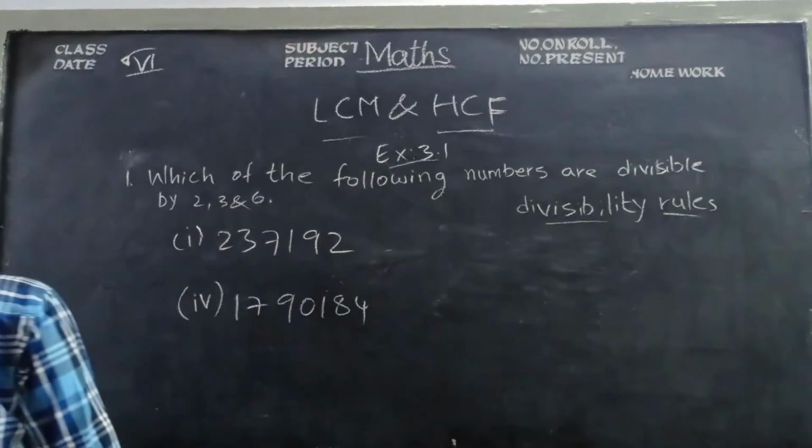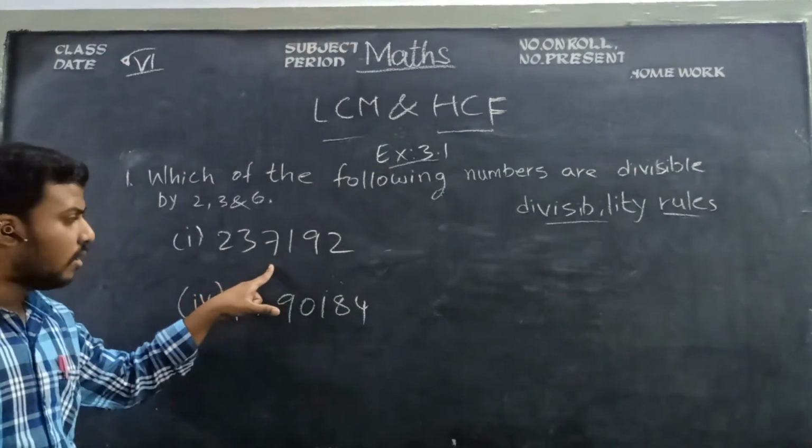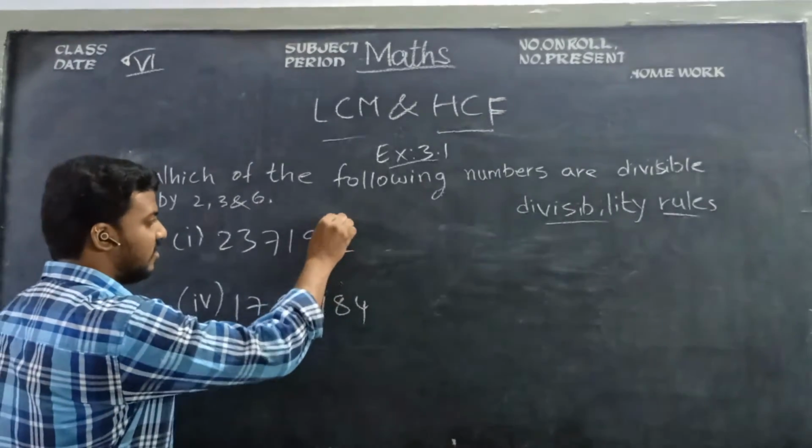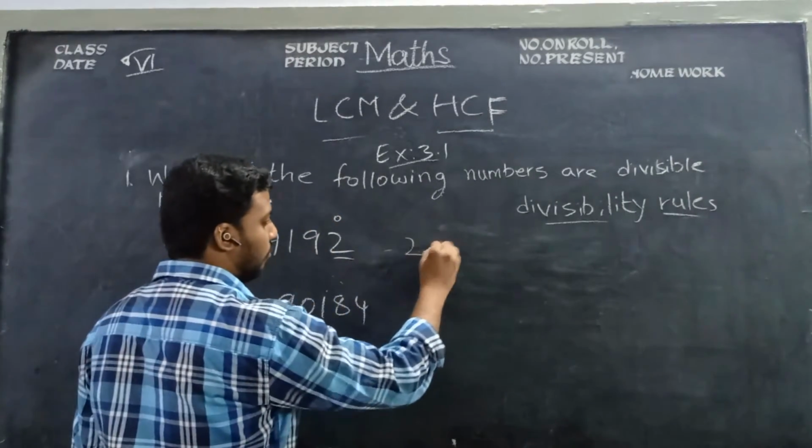Children, simple, children. The first one, you can simply say this number is divisible by 2. How, sir? Because its ones place is 2. So divisible by 2, children.